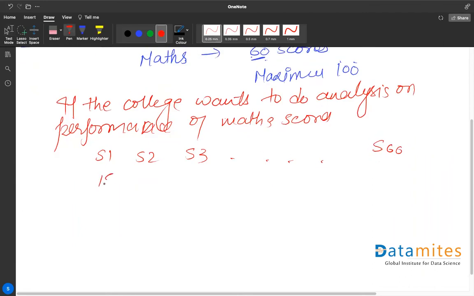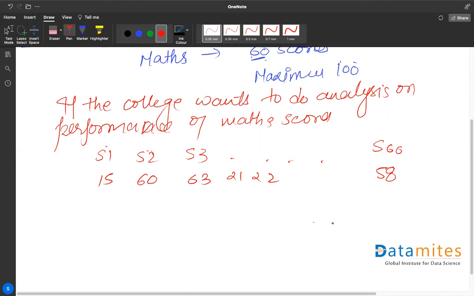So one has scored 15, 60, 63, 21, 22, like that, 58, they have scored certain marks here. Now, out of this, first I will not simply do the analysis. So how does 15 vary from 60? Because see here, the data is as per student. If I swap S1 and S2, again, I cannot establish the relationship.